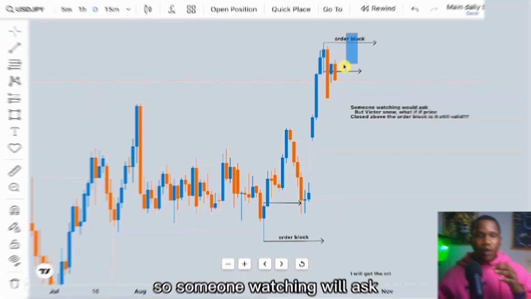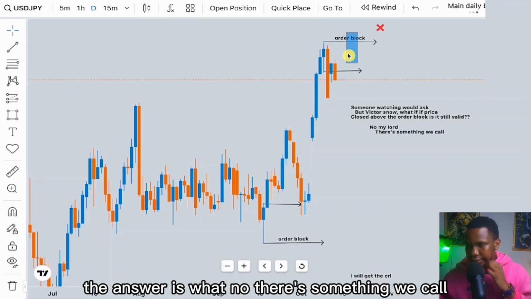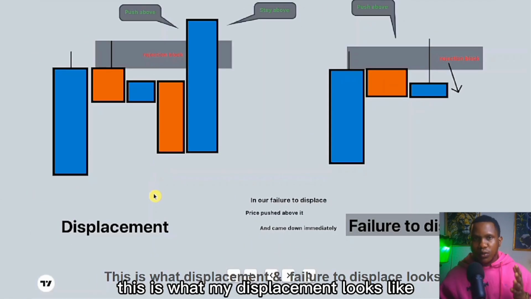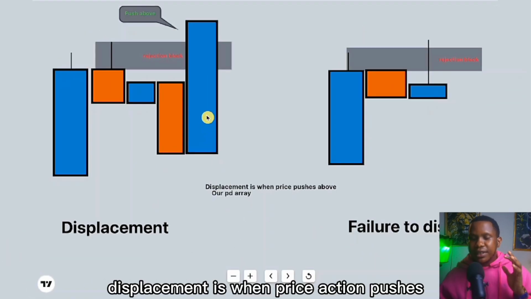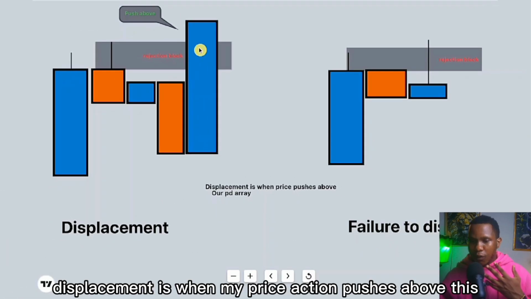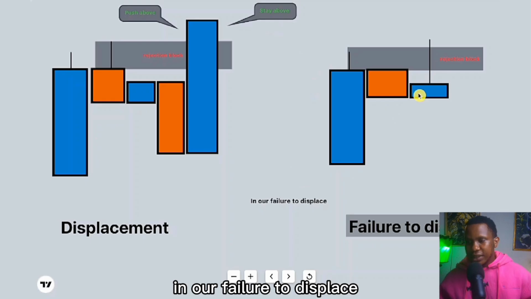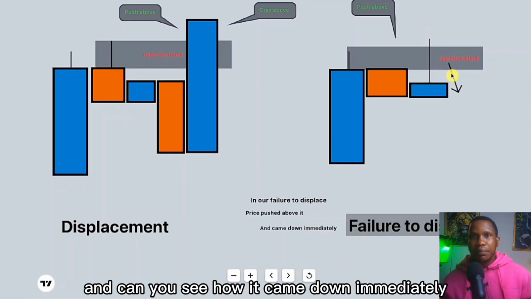So someone watching will ask, if market should close above this order block, is it still valid? The answer is no. There's something we call displacement and failure to displace in the market. This is what displacement looks like, and this is what failure to displace looks like. Displacement is when price action pushes above this PD array and ends up closing above it. In failure to displace, price action pushed above it, and can you see how it came down immediately?